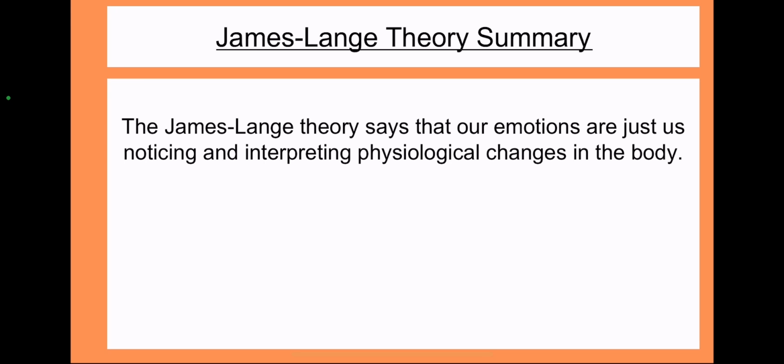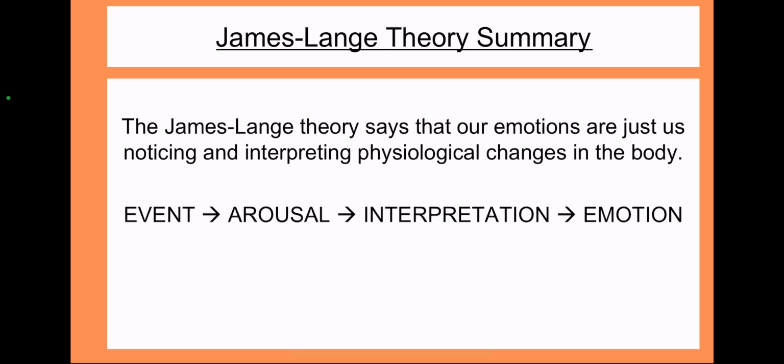So if I was going to summarise it, and things that I would definitely put into an exam answer, it's the idea that they said that emotions are just us noticing and interpreting physiological changes in the body. I would make reference to the flowchart. I would explain it. I would say how an event occurs, it causes arousal, the brain interprets the arousal, and then we realise that we're experiencing an emotion.